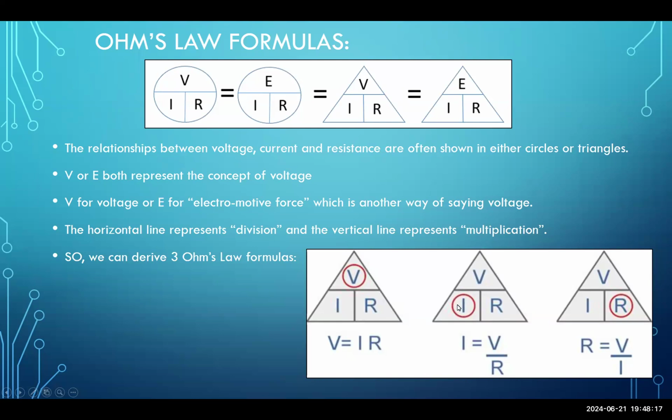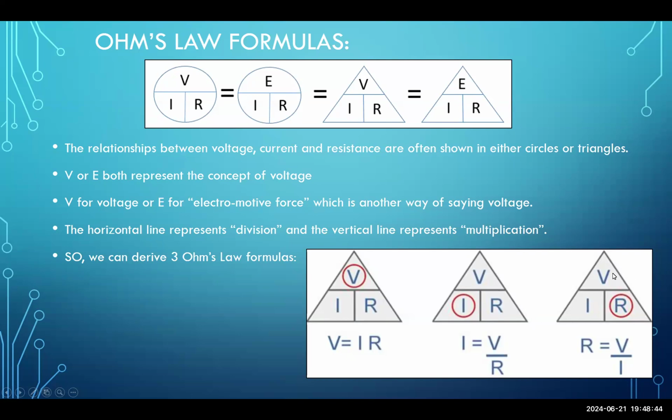If you're looking for current, in the middle triangle, put a circle around that, and put your thumb over the letter I. What's left in the triangle or circle is you have a V up on top, you have an R down below, and remember the horizontal line represents division. So formula-wise, we would write this as I is equal to V divided by R.